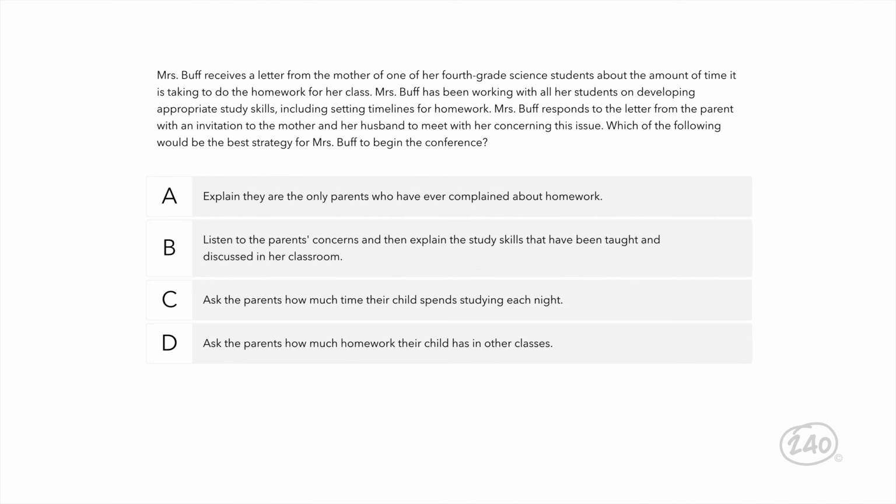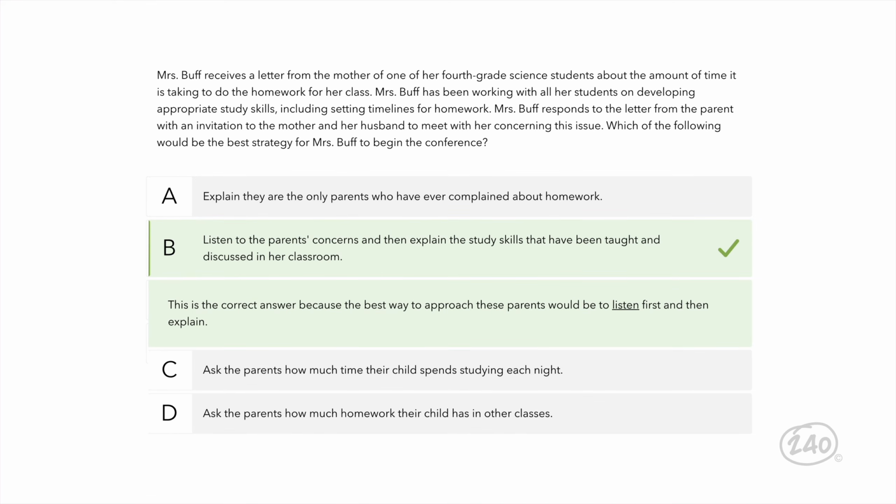One more domain, professional roles and responsibilities. Oh, this is a good one. Questions where parents have concerns about something going on at school are pretty common. Luckily, they're all pretty much handled the same way. The first step is to always listen to the parent's concern. So right away, this choice is looking pretty good.